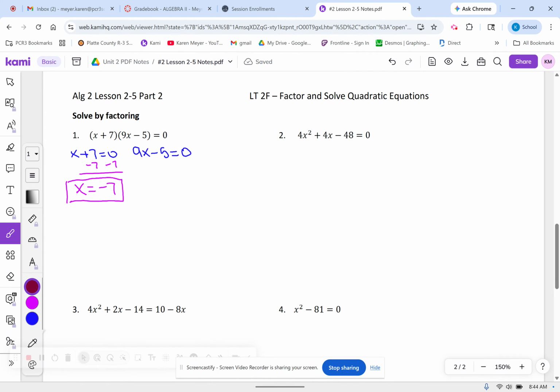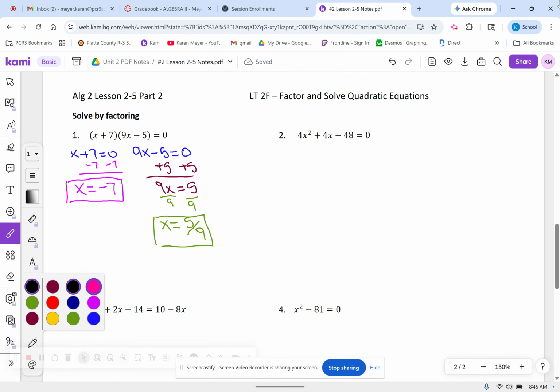On the second one, to get rid of the negative 5, you would add 5. So now you have 9x equals positive 5. Then you want to get rid of the 9 in front of the x, so you would divide. So your second one is x equals 5 over 9. Then we have two answers: x equals negative 7 and x equals positive 5 over 9.